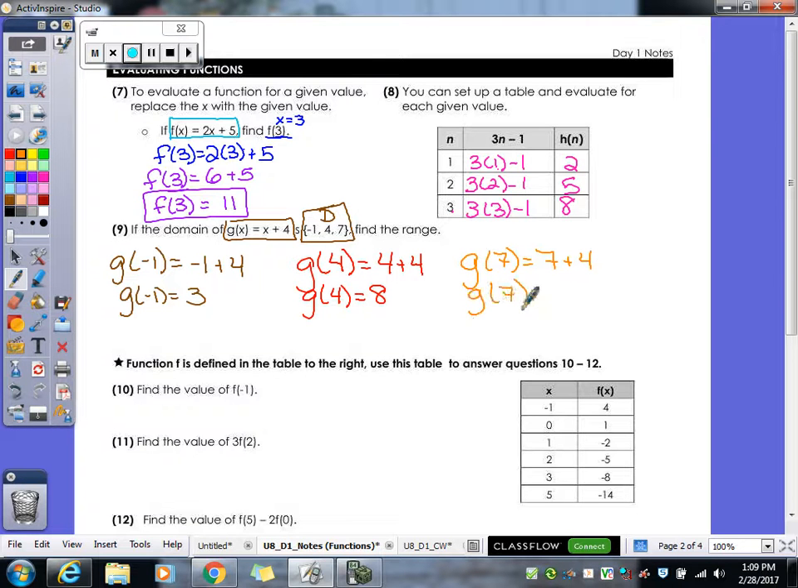So G of 7 would equal what? 11. Now, since they gave you the domain like this, you have to give the range the same way. So we would write our range as 3, 8, 11. You got to remember to answer it the same way that they gave it to you. Questions on those ones so far?